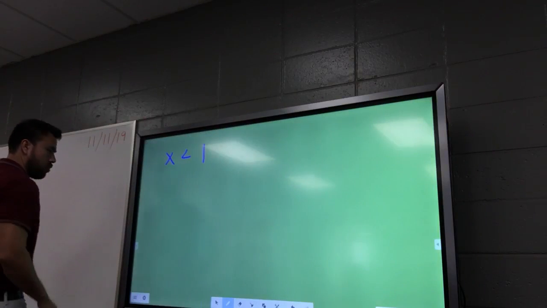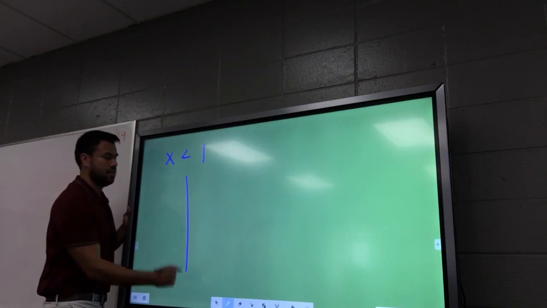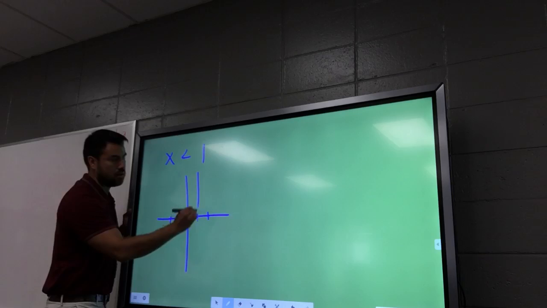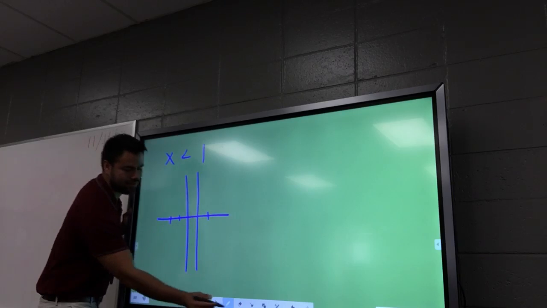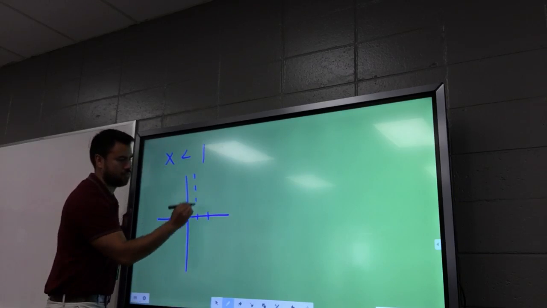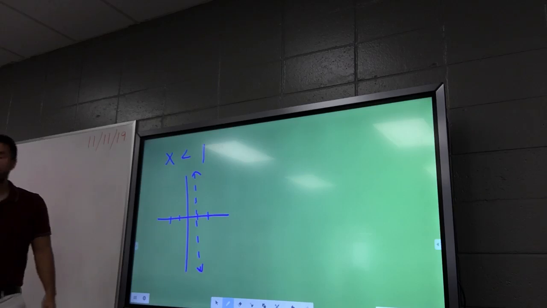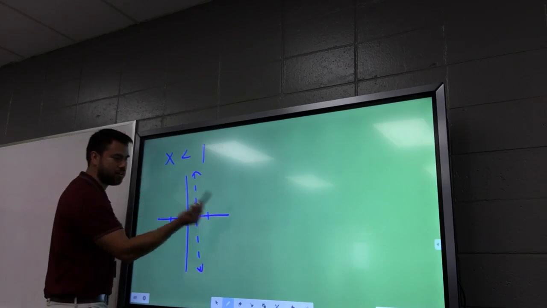This is kind of a weird one because you're like, wait, how do you get in slope-intercept form? It's a special line. Is that correct? Oh, I didn't know. It's got to be a dashed line. Less than means which side do I shade?